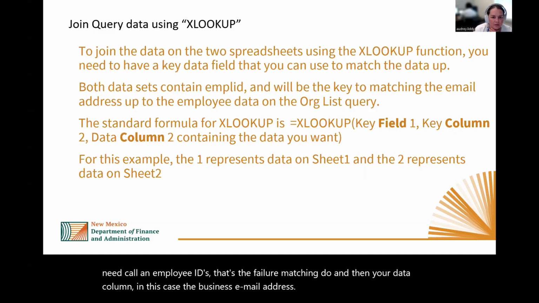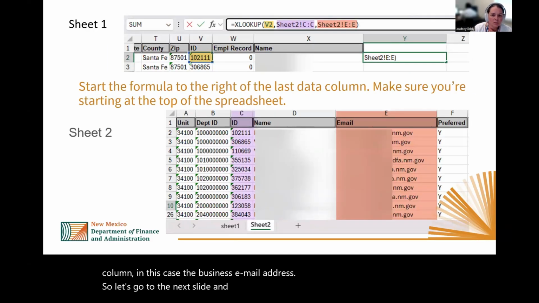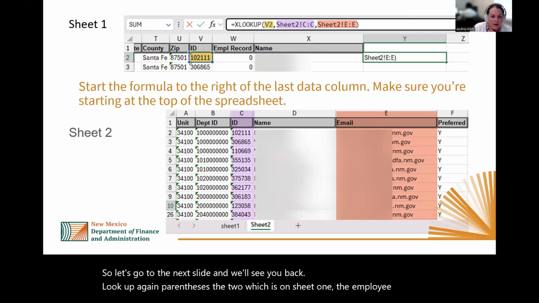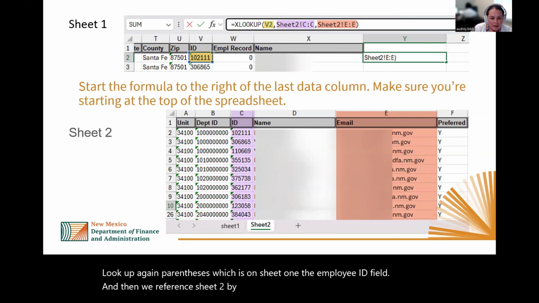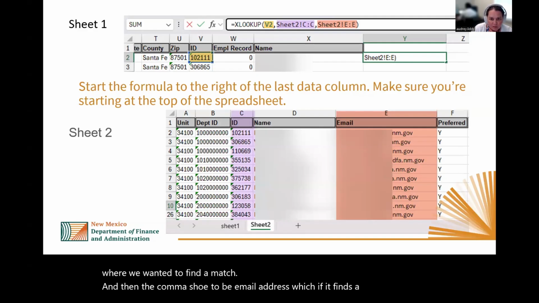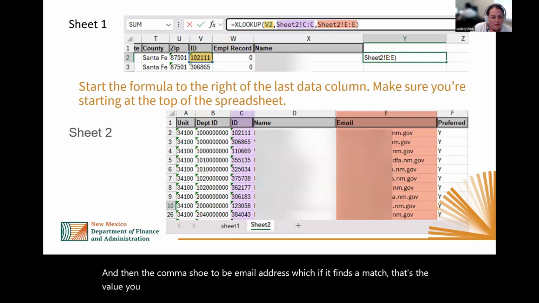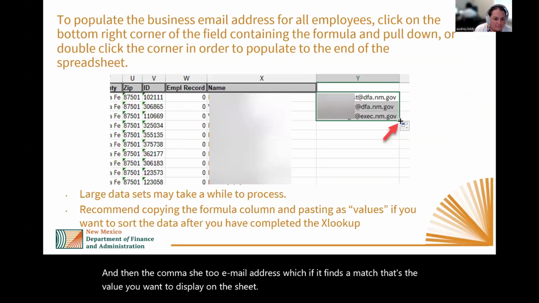So let's go to the next slide and you'll see that played out in real time, which is, if you see at the top of the screen here, we have the formula where it says equals XLOOKUP, begin parentheses, V2, which is on sheet 1, the employee ID field. And then we reference sheet 2, column C, which is the employee ID field. So that's where we wanted to find a match. And then comma, sheet 2, column E, that contains the email address, which if it finds a match, that's the value we want to display on the sheet. So go ahead, next slide, please.